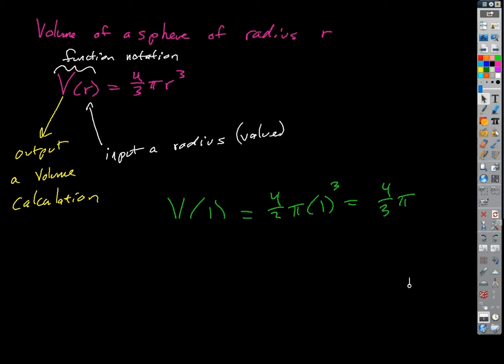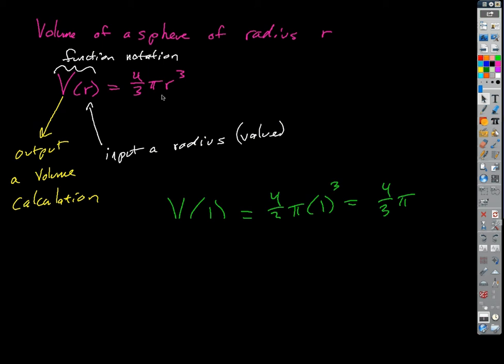What am I doing? I'm using that function notation. I'm using the function V of R that I defined up there. But what am I inputting? What's that say I'm inputting? 1. I'm taking a value of the radius equal to 1. We won't worry about units, right? If I input a value of 1, what is the function machine going to output?